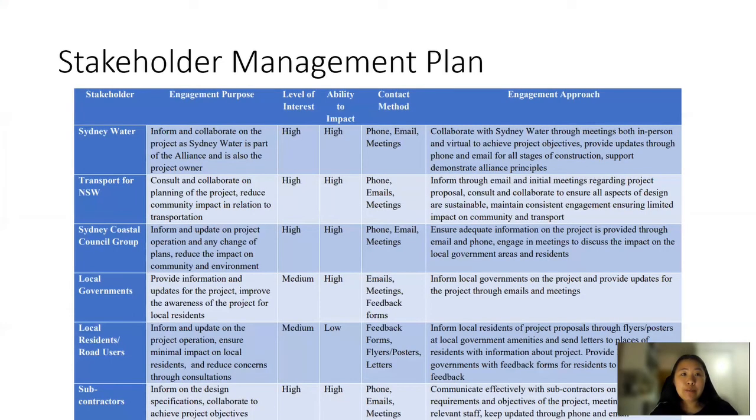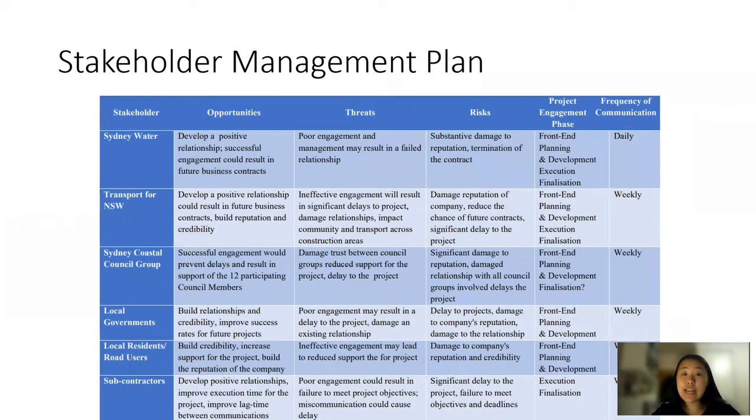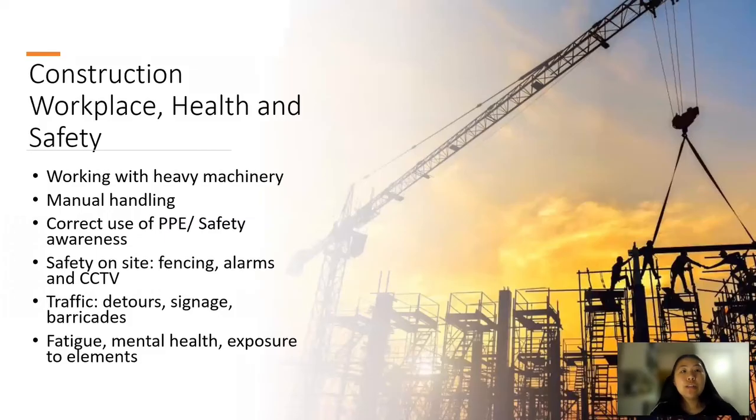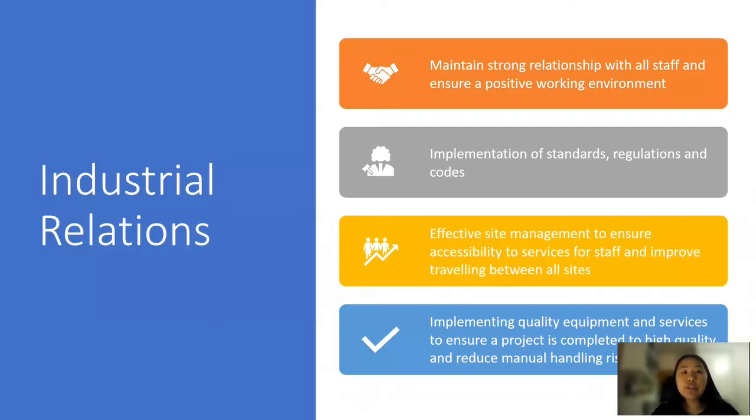The following tables will show some of the key stakeholders for this project. To ensure effective engagement, there will be continuous communication with all stakeholders through various methods as outlined. Due to the large scale of the project, there will be many WHS factors that will need to be taken into consideration. These include the use of heavy machinery, correct use of PPE and safety awareness, on-site safety, etc. And the following slide outlines the approach to ensure positive relationships for this project.